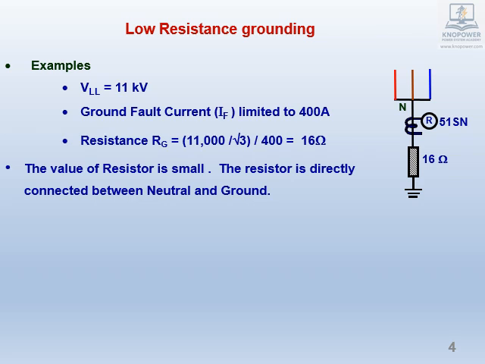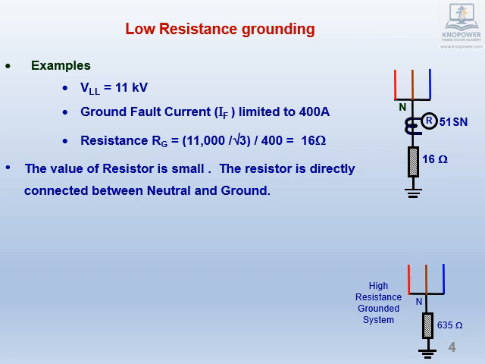The design of resistor is illustrated with an example. Consider a 11 kV machine. The ground fault current, IF, is to be limited to 400 amps. Value of resistor RG to be connected in neutral equals V phase by IF equals 11 kV by root 3 divided by 400 equals 16 ohms. The value of resistor is small. The resistor can be directly connected between neutral and ground, as shown in the figure.